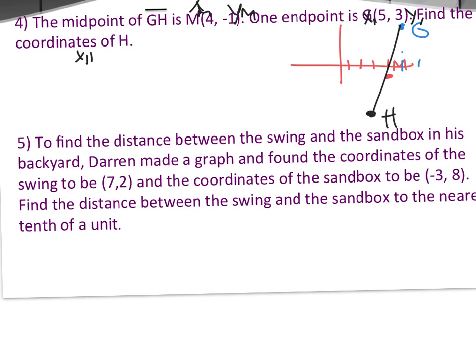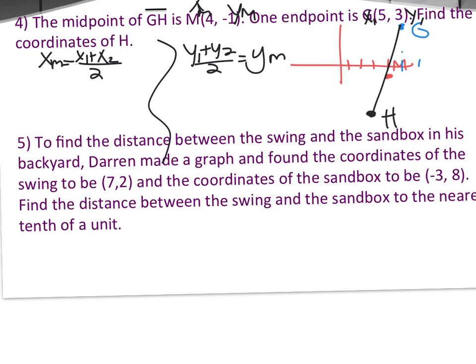So X1 plus X2 over 2 is going to equal the X coordinate of my midpoint, and Y1 plus Y2 over 2 is going to equal the Y coordinate of my midpoint. So the X coordinate of my midpoint, which is 4, equals 5 plus X2 over 2. Multiply 2 on both sides. I get 8 equals 5 plus X2, and X2 is 3. With me so far? Yeah?